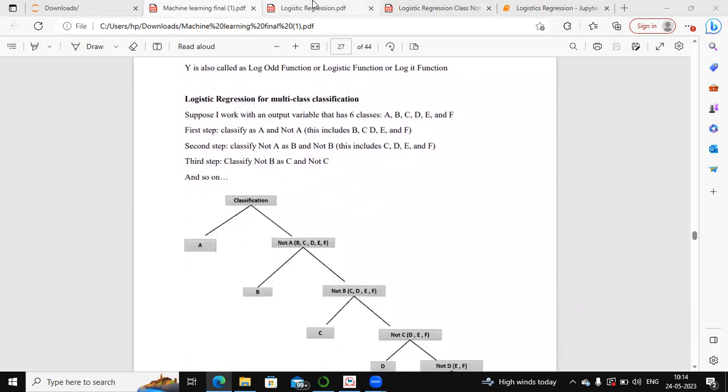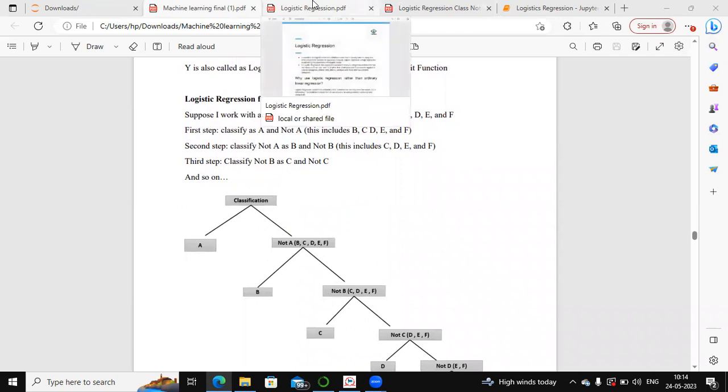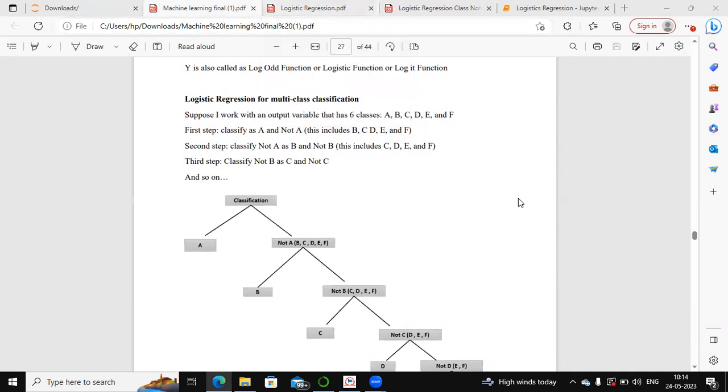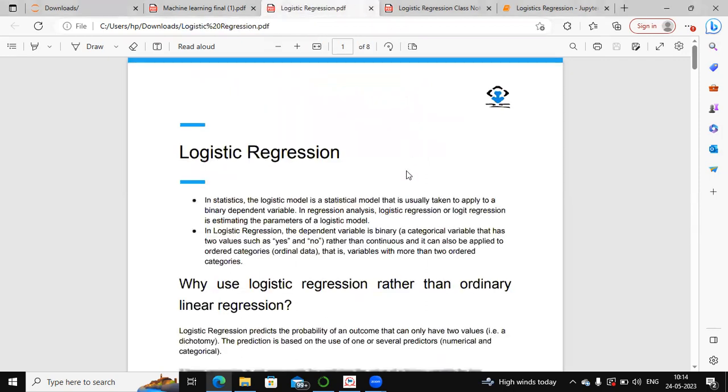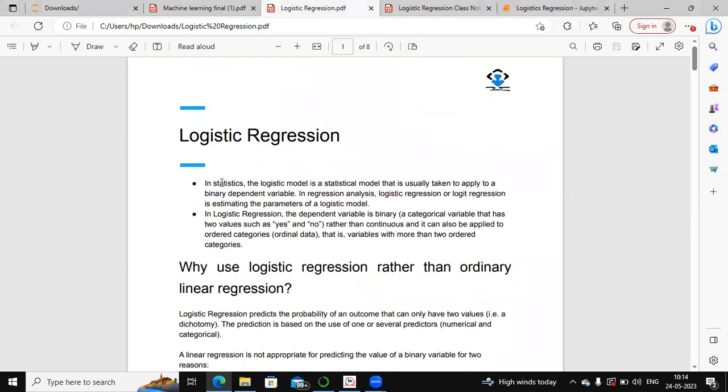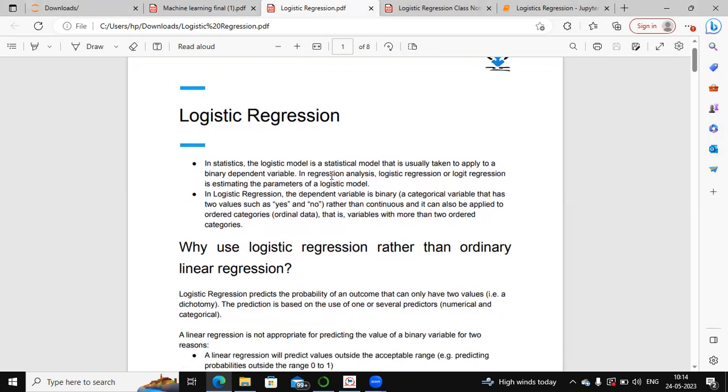Okay, so now let's see another PDF. I have taken three PDFs in the class so that your concepts get cleared on linear and logistic regression. So logistic regression: in statistics, the logistic model is a statistical model that is usually taken to apply to a binary dependent variable. Binary means two, either 0 or 1 in our case.